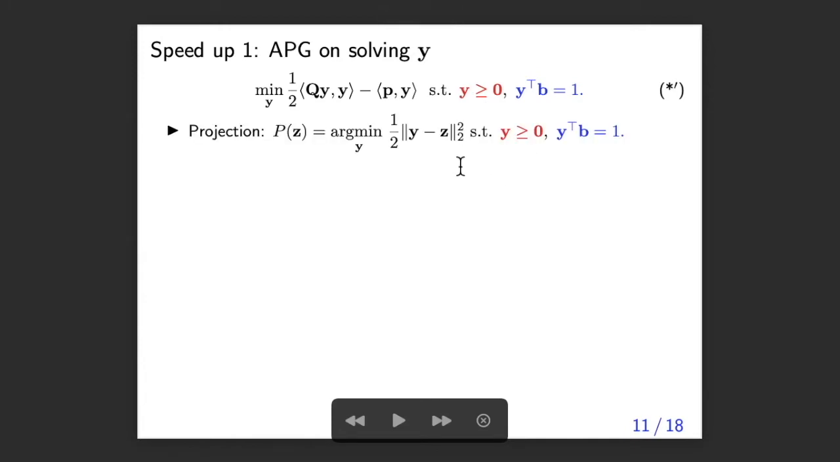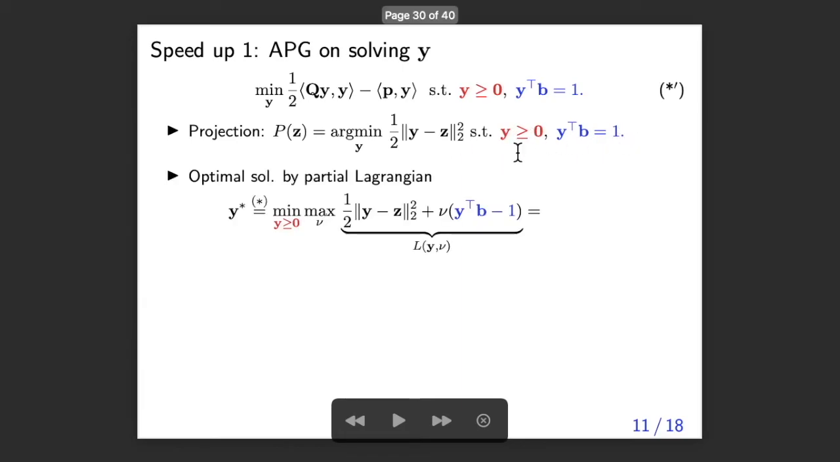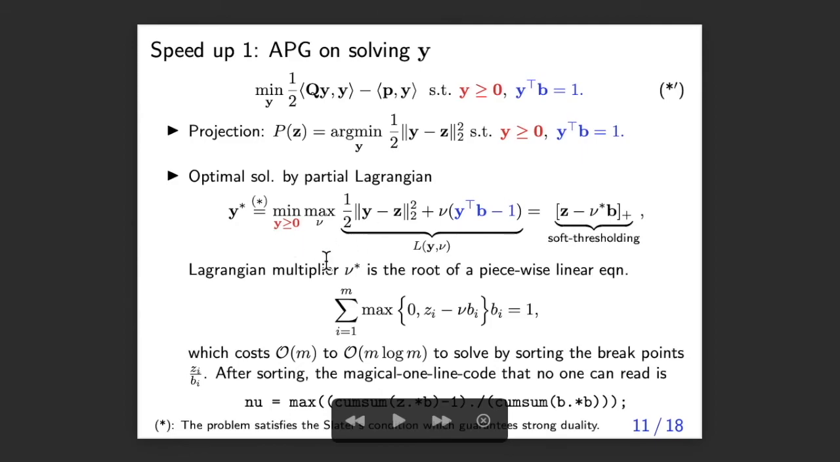We solve it by projected gradient, so we need to do the projection step to project to this set. We do it by partial Lagrangian. We add the equality constraint here and keep the inequality constraint here. This min-max will give us the solution y star because strong duality holds. And this closed form is a soft thresholding operator. We only need to find this new star, which is the Lagrangian multiplier, which is the root of this equation.